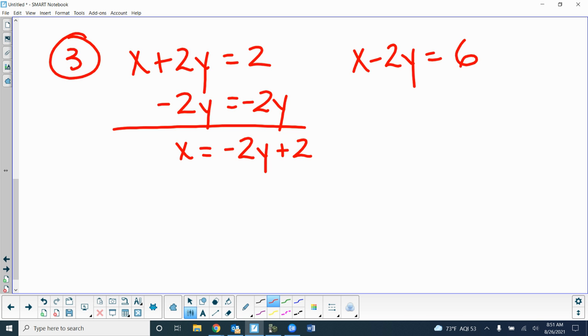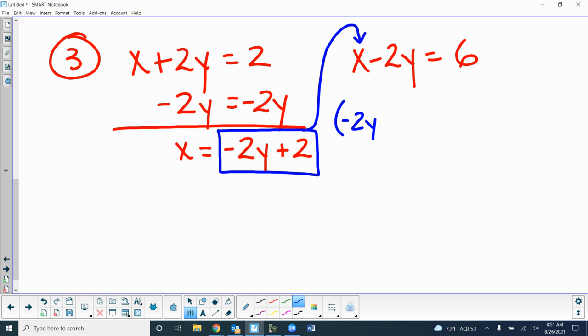Now, make sure when you substitute, you take that expression, what x equals, and substitute it for x in the other equation. Don't put it in the same one. If you put it in the same equation, you're just going to get everything canceling out. Okay? So make sure you put it in the other equation. So this x becomes -2y plus 2, then minus 2y equals 6.